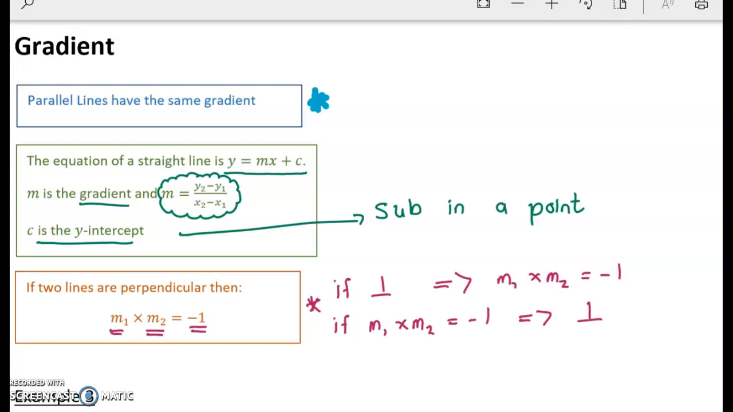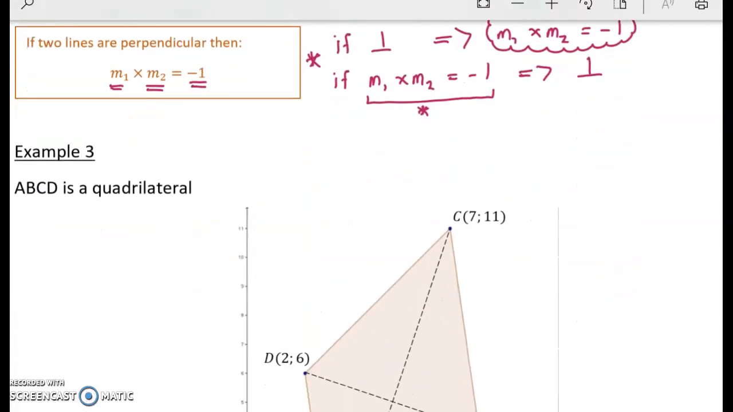The most important thing to remember is that if you're trying to prove something, you have to show that this is true. You can't assume it's true. So if you know they're perpendicular, you're allowed to assume that this statement is true. If you're trying to prove they're perpendicular, you would have to prove that that statement is true. So we'll see examples. Okay, let's look at our first example.